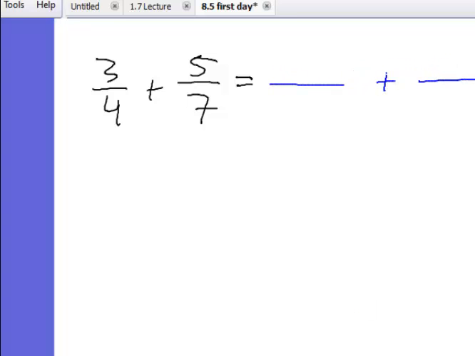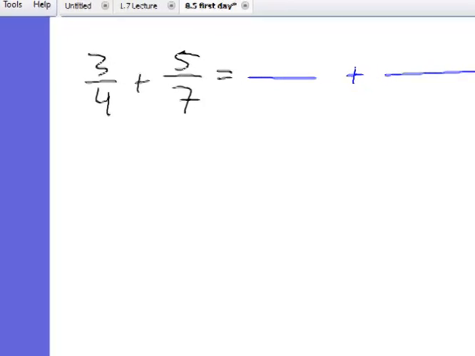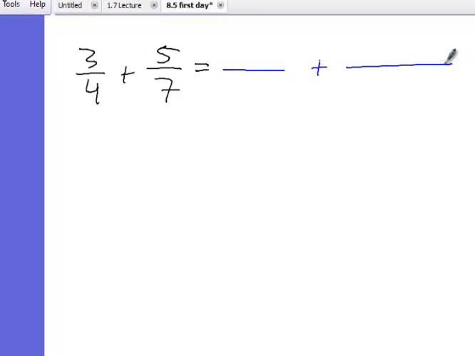And I don't know why I'm using the student pen. Oh, there's a student pen and then a teacher pen. They have different functions. All right.